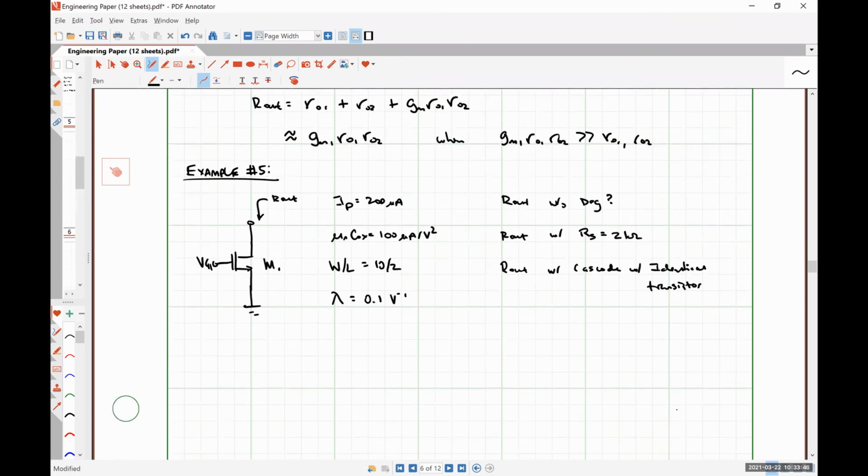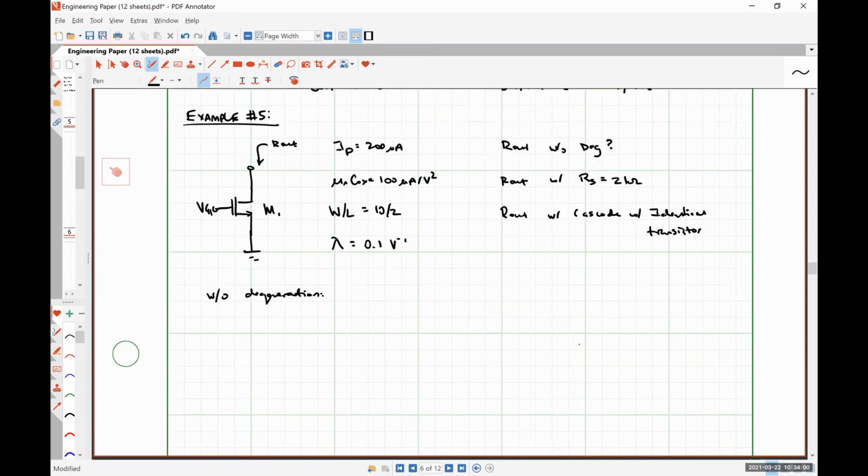All right. So without degeneration, we know that our output resistance is r_o, which is 1 over lambda I_D, simply 50 kilo ohms. So pretty large output resistance already.